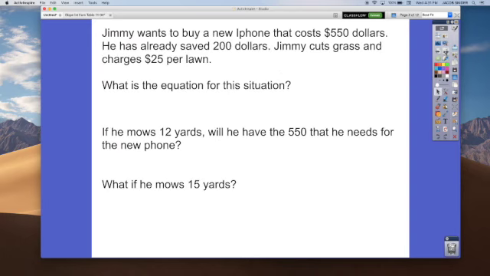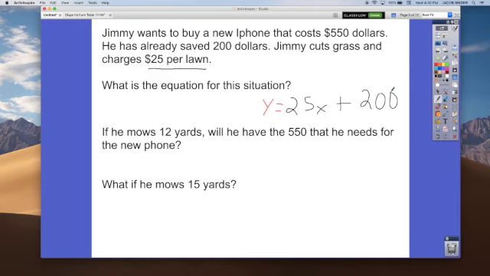Same situation, I just rewrote it for you. What would the equation for this situation be? All right, so here we go. What's the equation? Well, I know that it's going to be y equals, okay, what's my slope? All right, what's the thing that changes? Where's the per at? $25 per lawn, okay? So 25x plus, how much did he start with? He started with $200. This is what we did on Monday, okay?